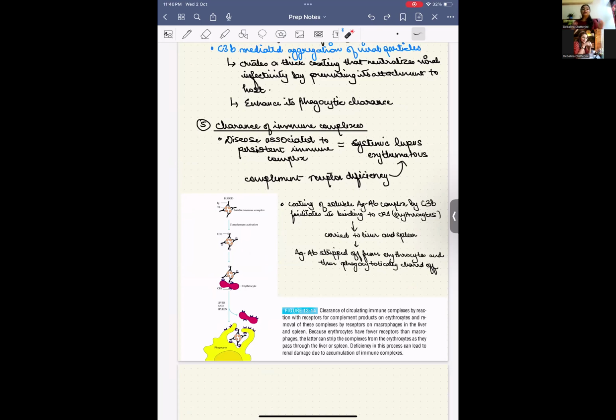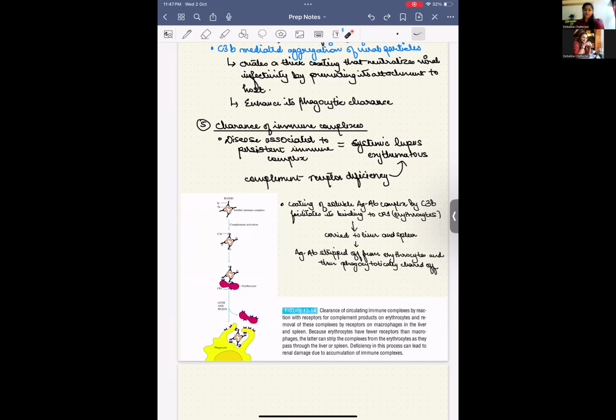how was it identified that the process of immune clearance is very important? There is a disease which of late has gained enhanced attention because a celebrity was diagnosed with it, systemic lupus erythematosus. What happens in systemic lupus erythematosus is that your immune complexes are persistent in the circulation.